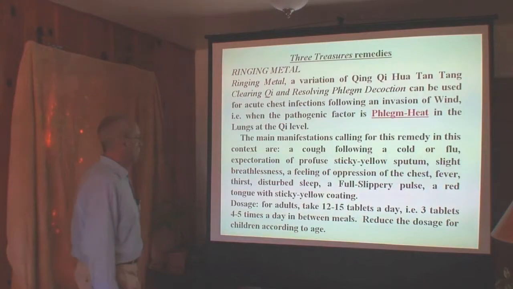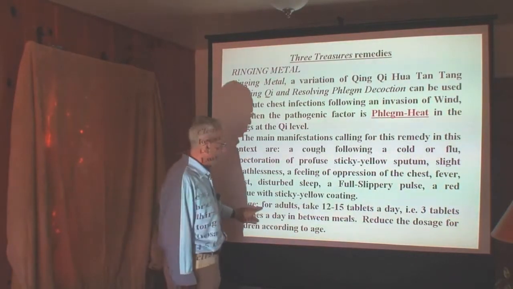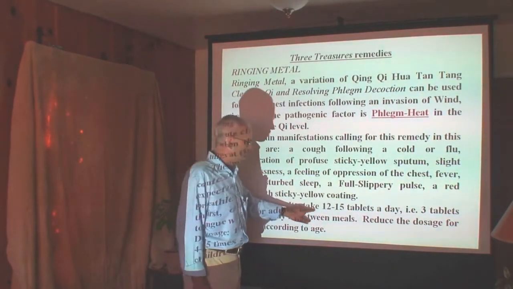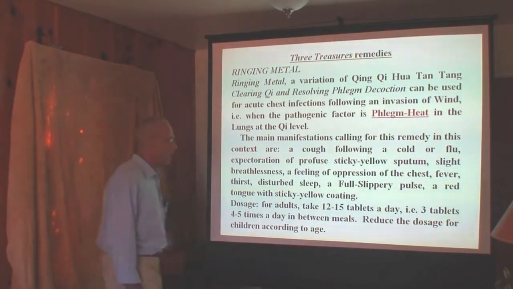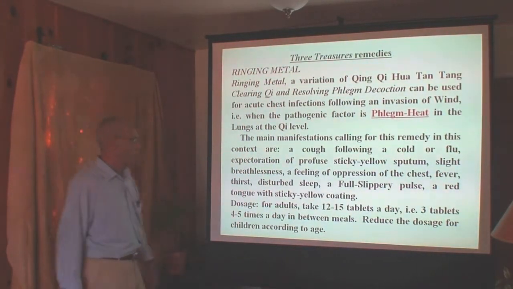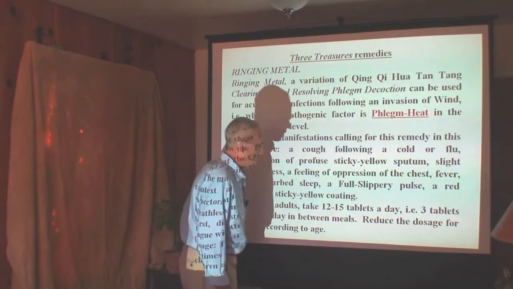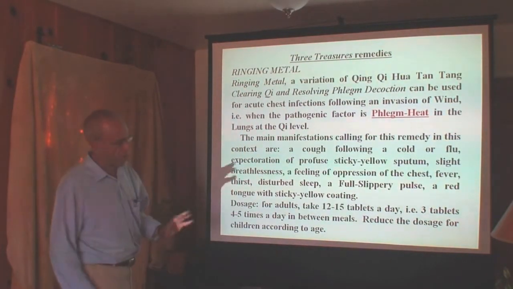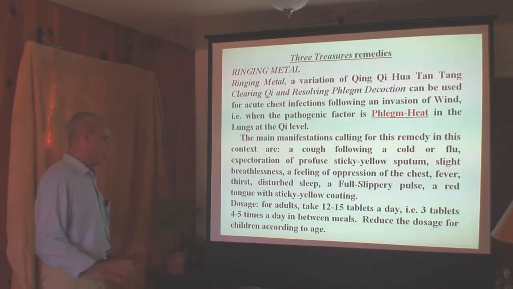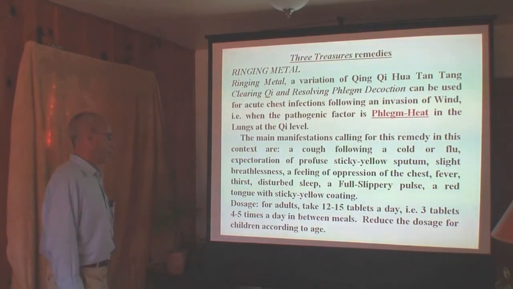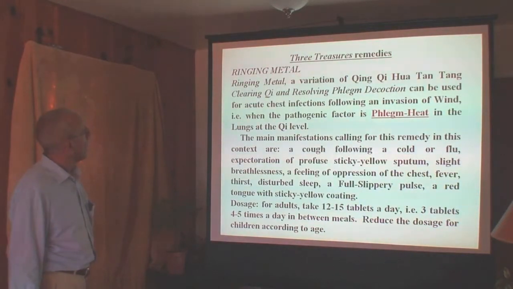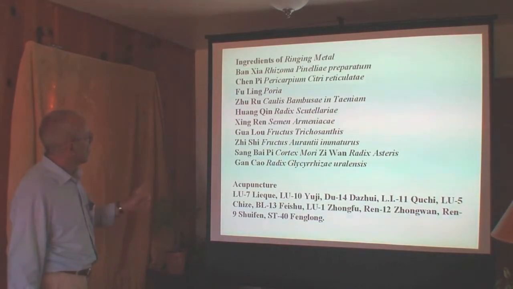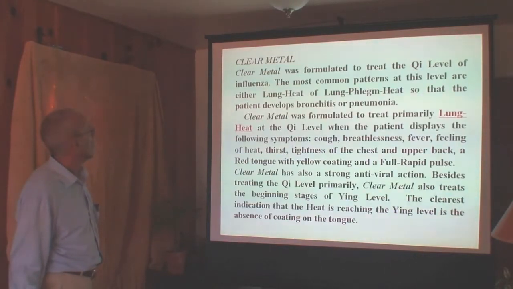That is the remedy, and the dosage that you use for an acute disease like that is a fairly high dosage. I would say the very minimum of 9 tablets, but up to 12 or 15. Of course, the dosages I'm giving you are dosages for adults, which should be reduced accordingly in children. And those are the ingredients of Ringing Metal, which I believe you will have in your notes.